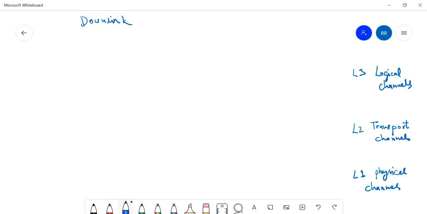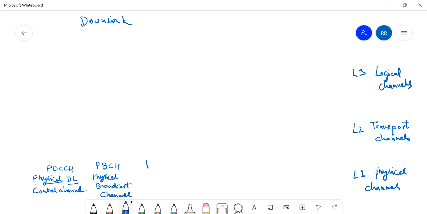If we start with the first physical channel, we can say PDCCH. These are physical channels, so every channel will start with physical downlink. D stands for downlink. Physical downlink control channel, this is PDCCH. Next one is PBCH. Obviously P stands for physical because it's a physical channel, so physical broadcast channel.